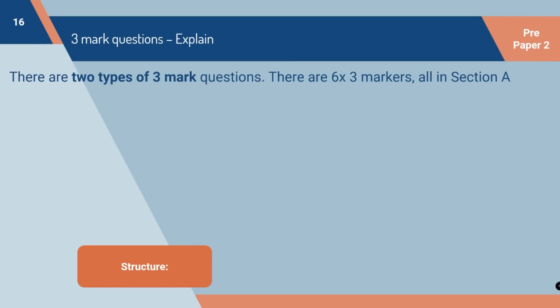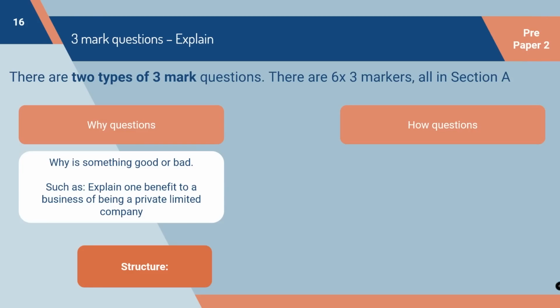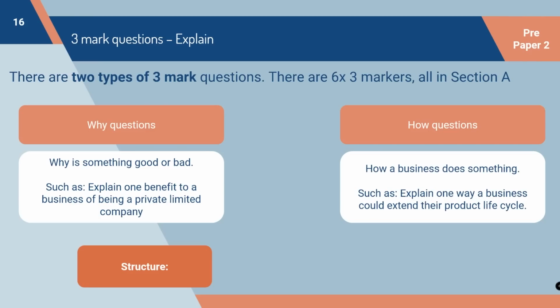Okay, 2 types of 3-mark questions. There are 6 of these, all in section A. You've got why questions and how questions. Why questions: why is something good or bad? So, explain one benefit to a business of being a private limited company. How questions are explaining how a business does something. So, explain one way a business should extend their product lifecycle.